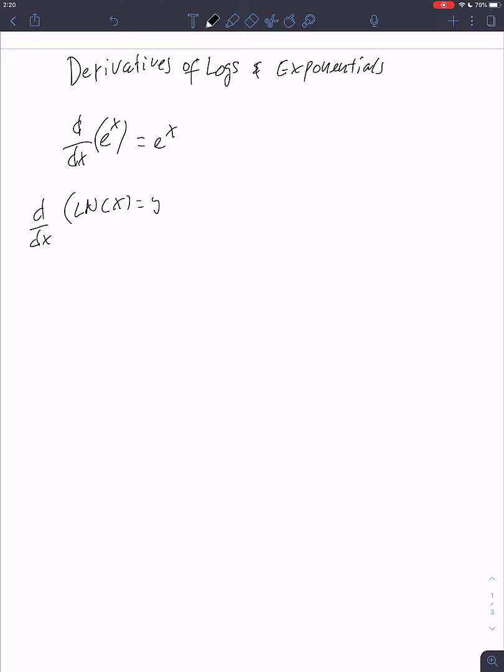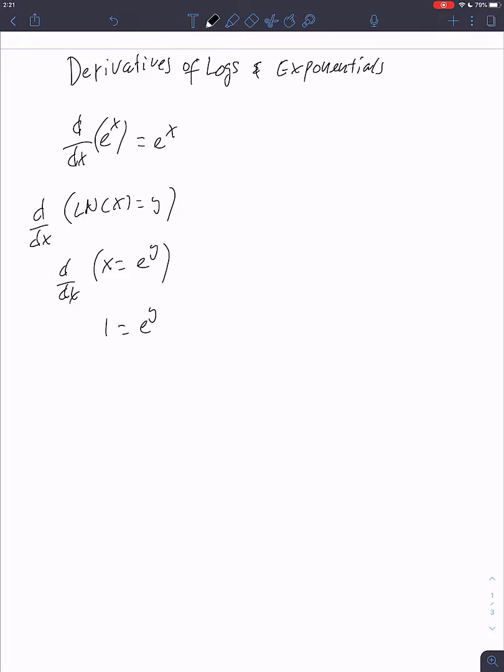Let's assume natural log of x equals y, and we want to take the derivative with respect to x of both sides. We're going to use implicit differentiation because we don't know what the derivative of ln is just yet. So we're going to solve for x. To solve for x, we have to e both sides. So we'll say x equals e to the y.